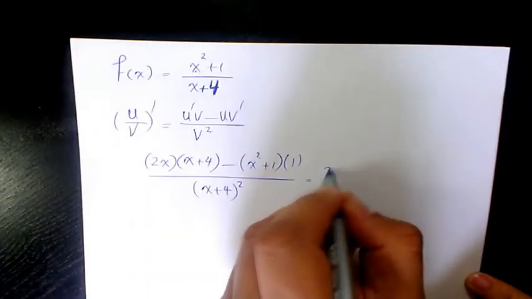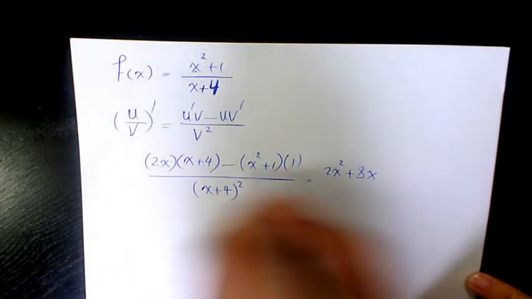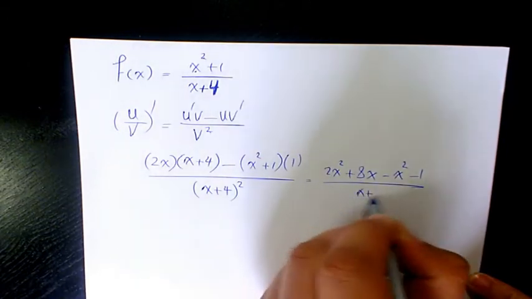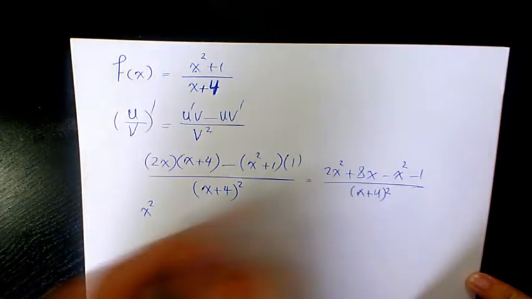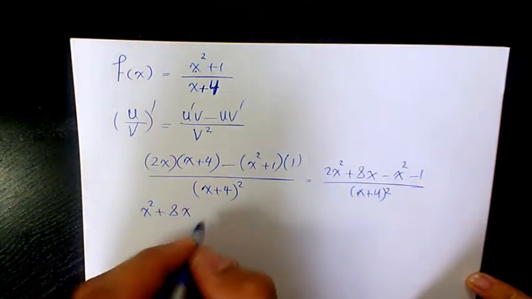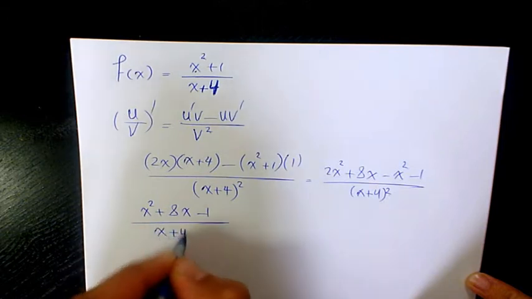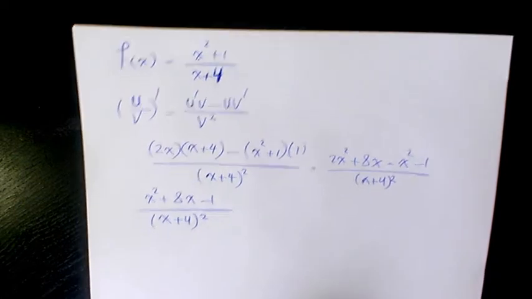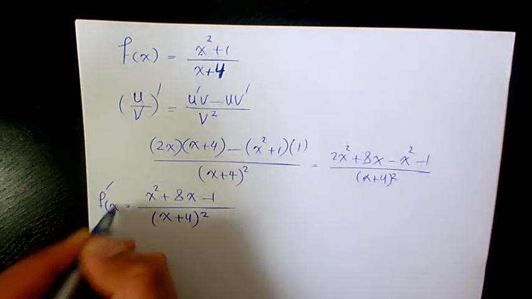2x times x is 2x squared. 2x times 4 is 8x, negative x squared minus 1, divided by (x plus 4) to the power of 2. That's going to be x squared plus 8x minus 1, divided by (x plus 4) to the power of 2. So that's going to be the f prime x.